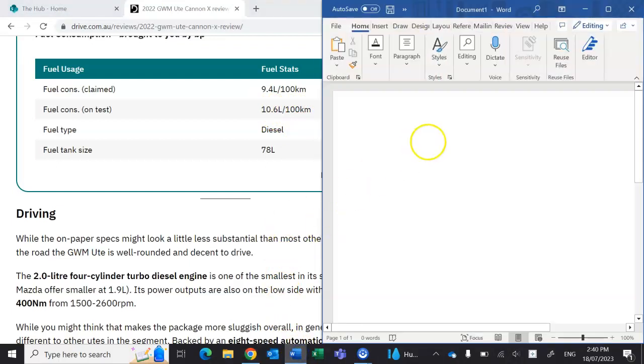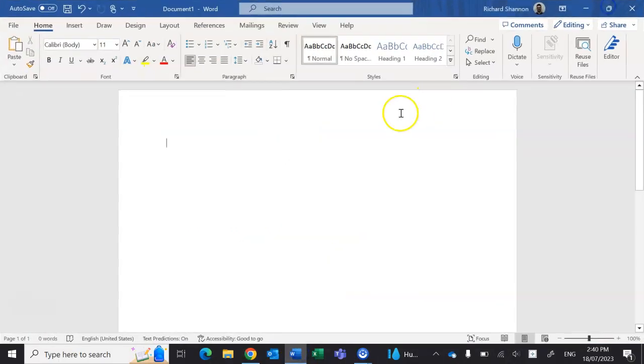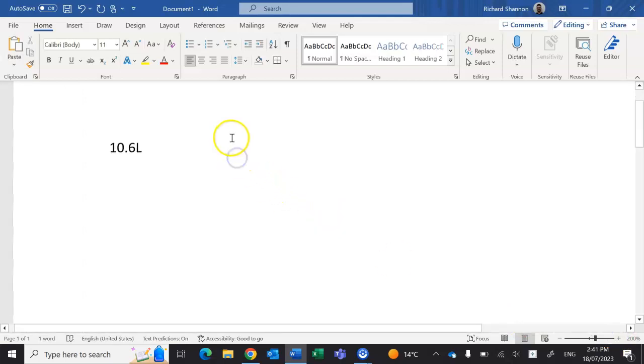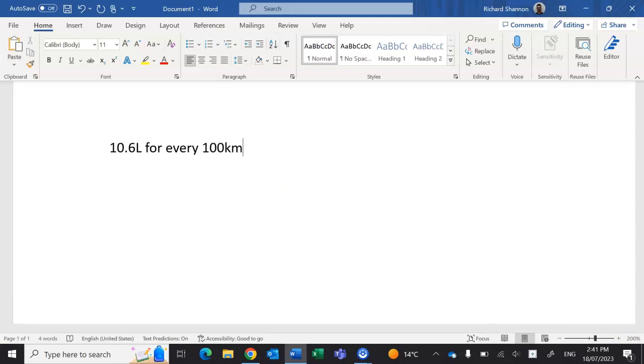So this is how you deal with that. First of all, you would need a screenshot, give me a picture of the ute or the van or whatever it is, and a screenshot of the information. Then we go, righto, 10.6 liters for every 100 kilometers. That's what the website told us.